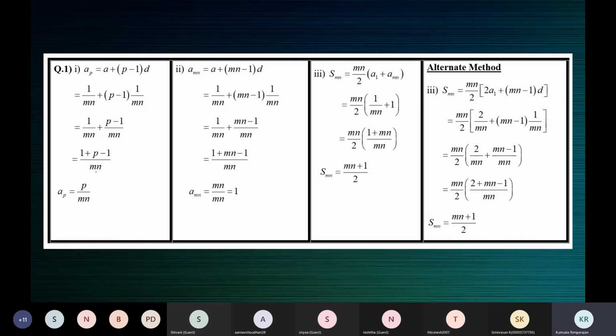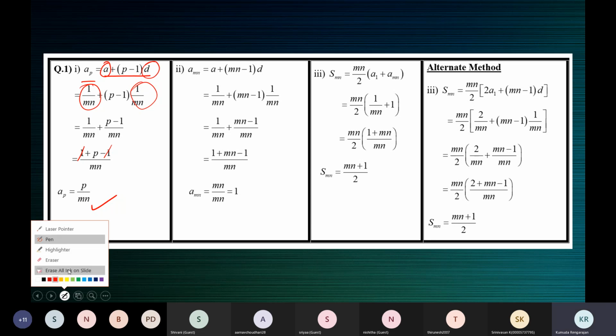Then mn is a common denominator. So we have 1 plus p minus 1 plus 1 minus 1 cancels. So p by mn. Children, this is the expression to find the pth term: a plus p minus 1 into d. Substitute the expressions for a and d that we got. That's all. So that's about the pth term.